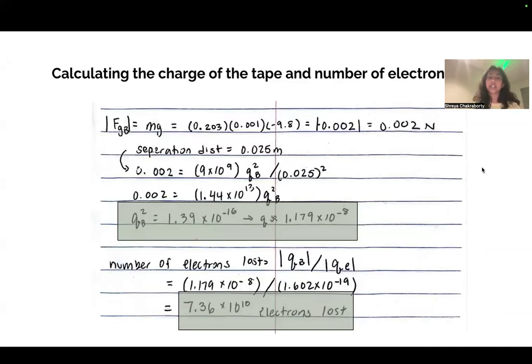After that, I was able to calculate the charge of the tape using the electric force equation and setting it equal to the gravitational force, which is just mass times the gravitational constant. I got 1.39 times 10 to the negative 16, and the square root of that was my charge right here, 1.179 times 10 to the negative 8. Then to calculate the number of electrons lost, I took the absolute value of this charge and divided it by the charge of an electron. And I got 7.36 times 10 to the 10th. So it's a lot of electrons lost.